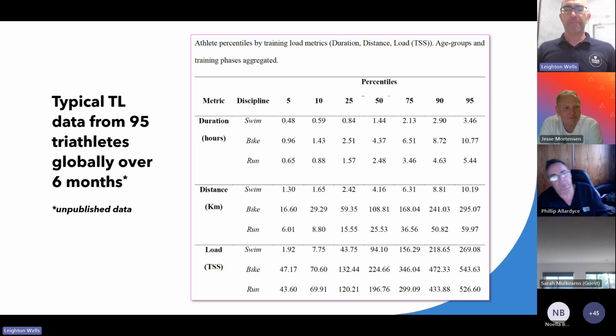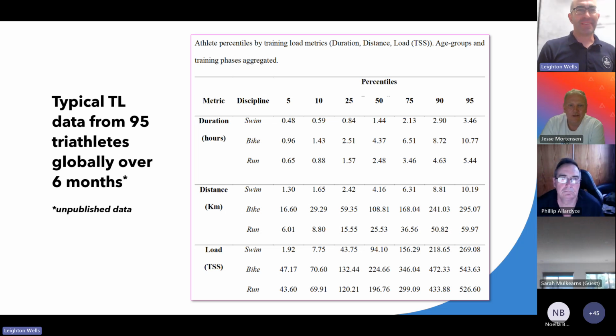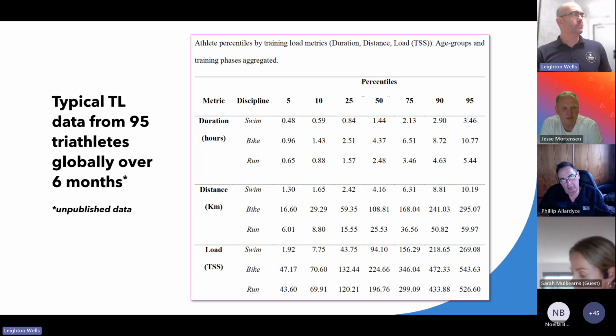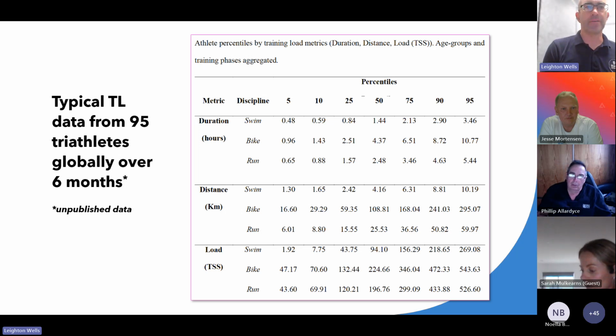Yeah, fantastic question. I can give you some of the answer. The paper, I want to stress, is not published yet. We looked at race distance preference. We looked at age group. We looked at the sex of the athlete. And I feel like I'm missing one. Race distance preference, sex of the athlete, age. Oh, and training phase. We looked at training phase as well.